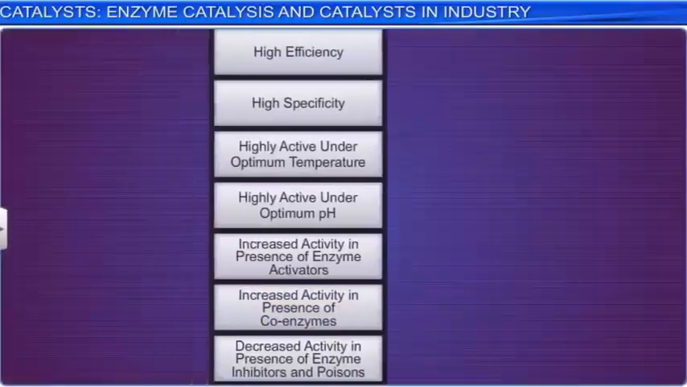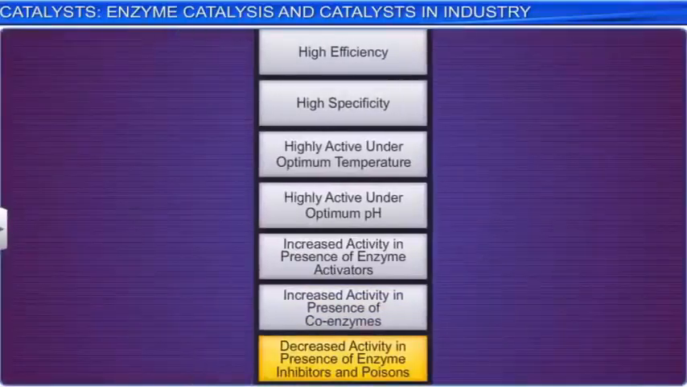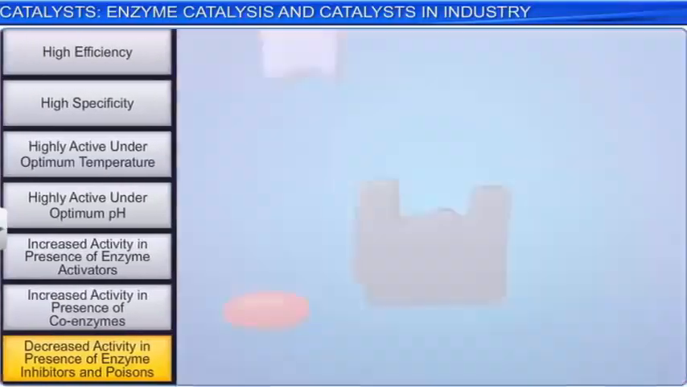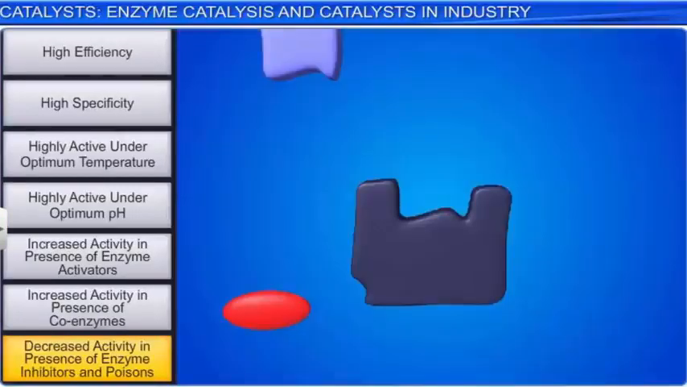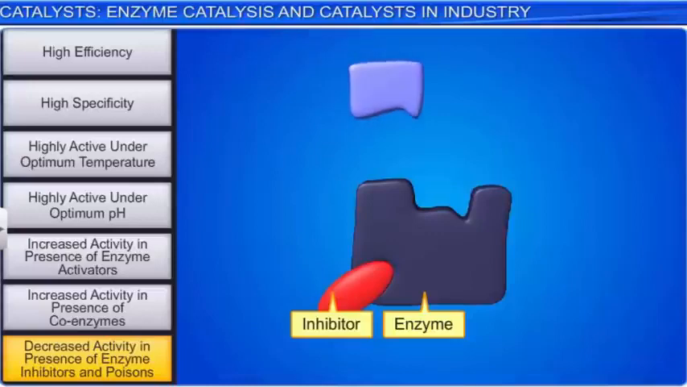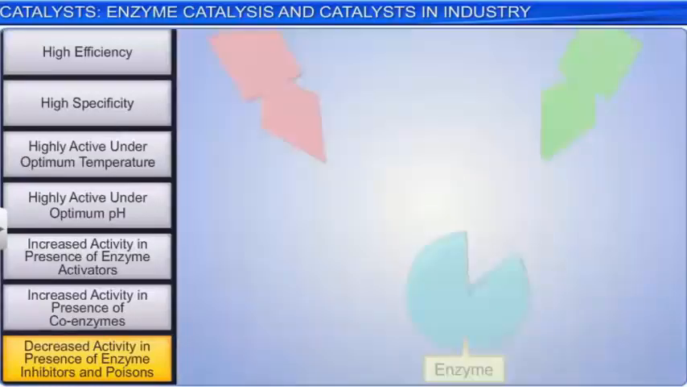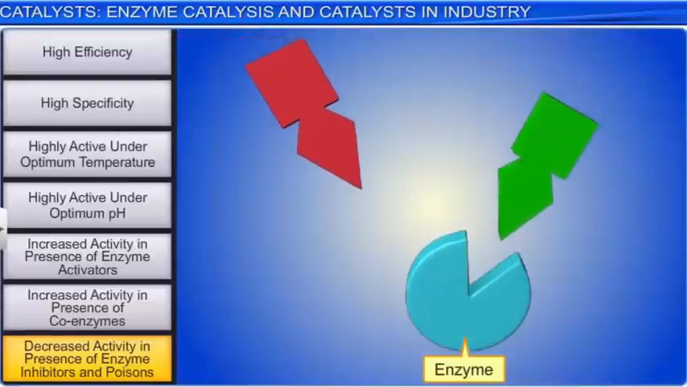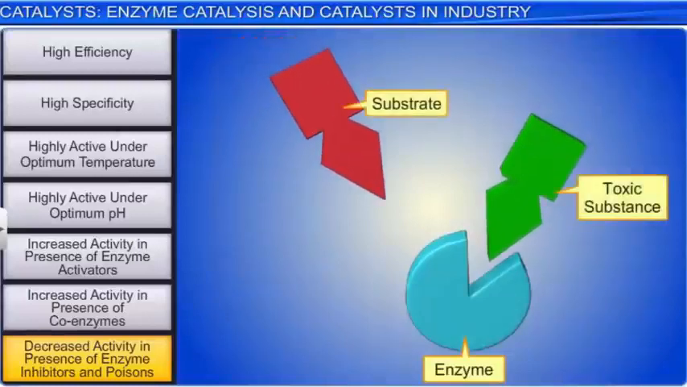The last characteristic of enzymes is the influence of inhibitors and poisons. Some substances slow down the activity of enzymes. These substances are called inhibitors or poisons. Many toxic substances owe their toxic properties to their ability to act as inhibitors to important enzymes that catalyze biochemical processes.